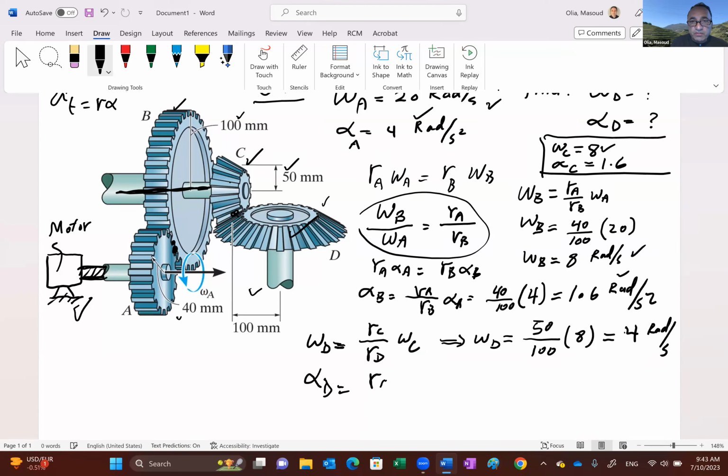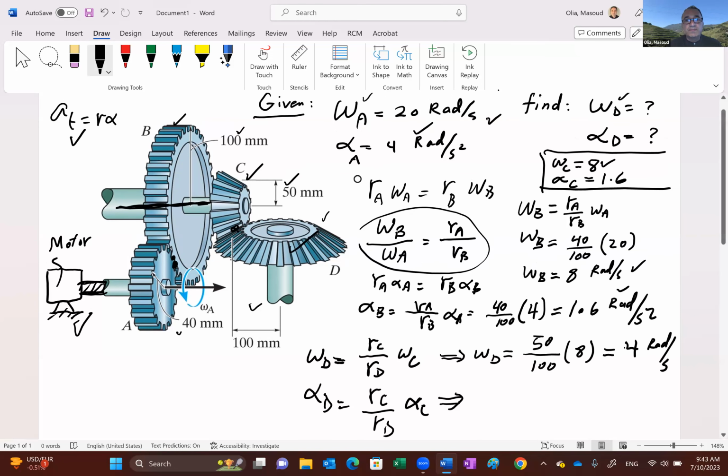Now same story with alpha D. Alpha D is RC over RD times alpha C. Remember, again, we are matching tangential acceleration. So alpha of D becomes, again, the same ratio, 50 to 100 times 1.6. So this becomes 0.8 radians per second squared. As I said, this is an easy, quick problem.